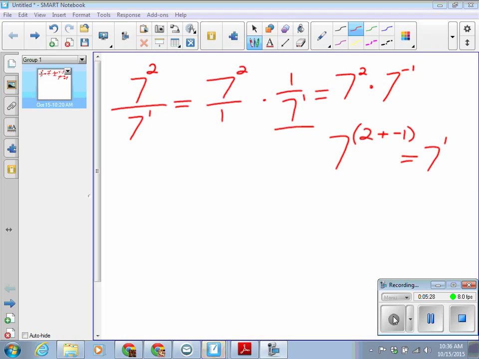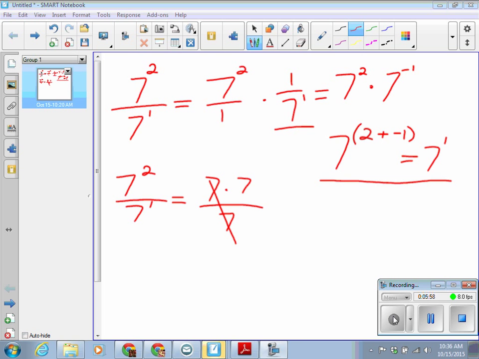Now, if we use that same logic, guys, we can also do this problem in a different way. We can expand out the problem. This is one way of doing it. Another way would be expanding out. So our 7 squared would be 7 times 7 over 7 to the first power, of course. So we cancel out this division, and that gives us 7 as an answer. Our 7 to the first power. Remember, these two are equal.